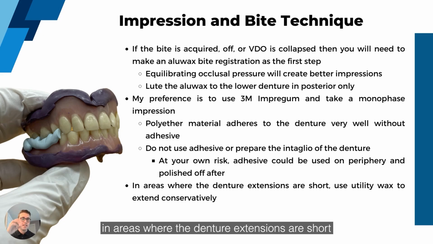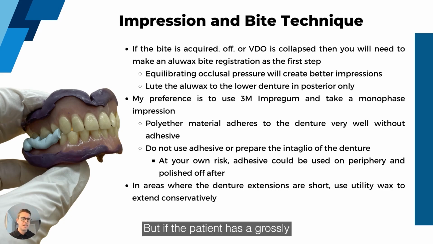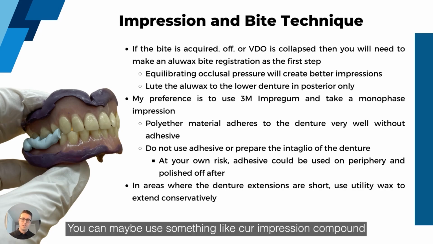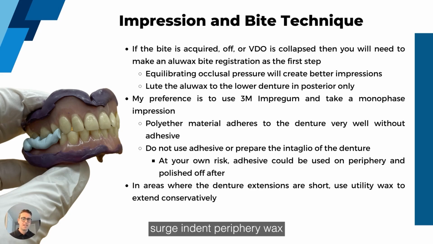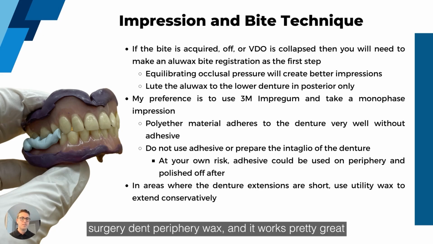In areas where the denture extensions are short, we fix the bite and the vertical by using Aluwax, but if the patient has a grossly underextended region on their denture, I like to use a little bit of periphery wax or utility wax. You could maybe use something like Kerr impression compound, but that is not fun to get off of the denture after the fact. So what I prefer to use specifically is the blue Cutture Surgident periphery wax. If you want to write that down, I'll say it again. It's a blue Cutture Surgident periphery wax, and it works pretty great.